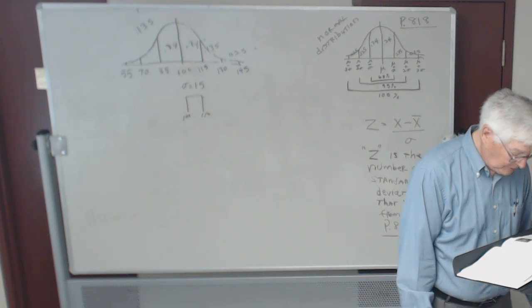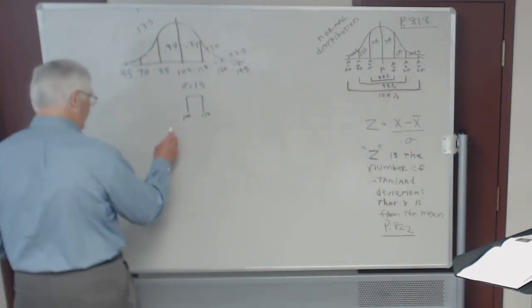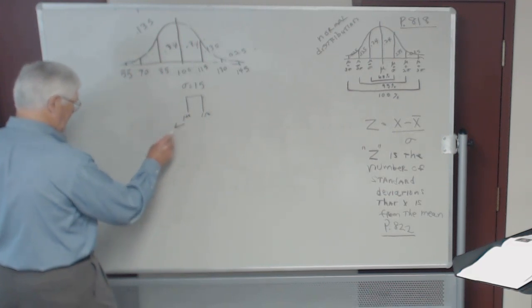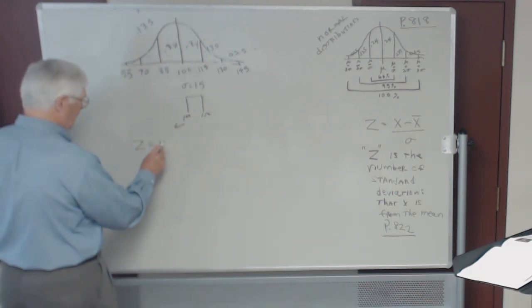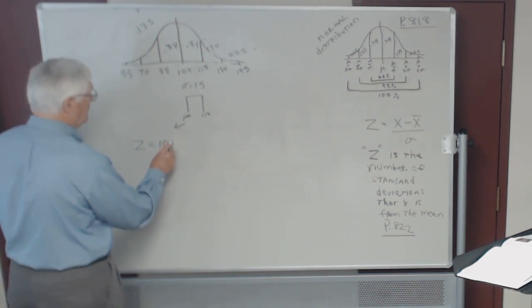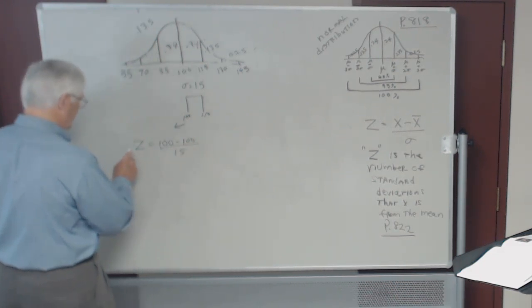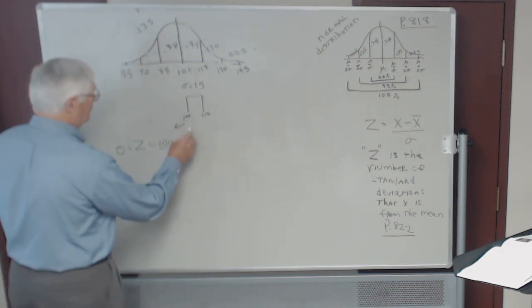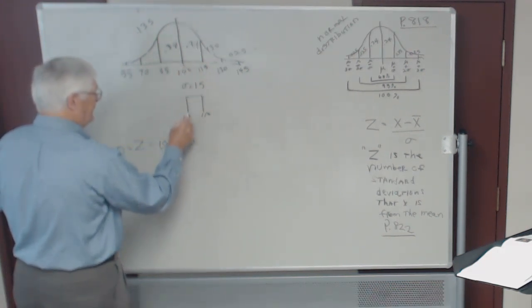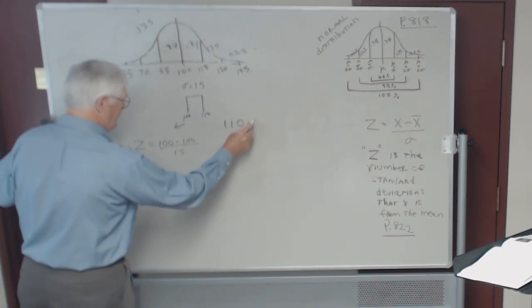So what's the z-score for 100? 100 minus the mean divided by 15, 0. So the z-score is 0, because it's right there at the mean. Okay? What's the z-score for 110?